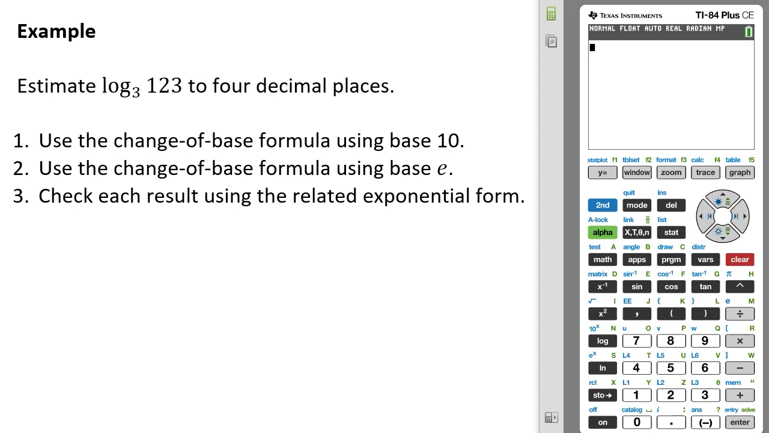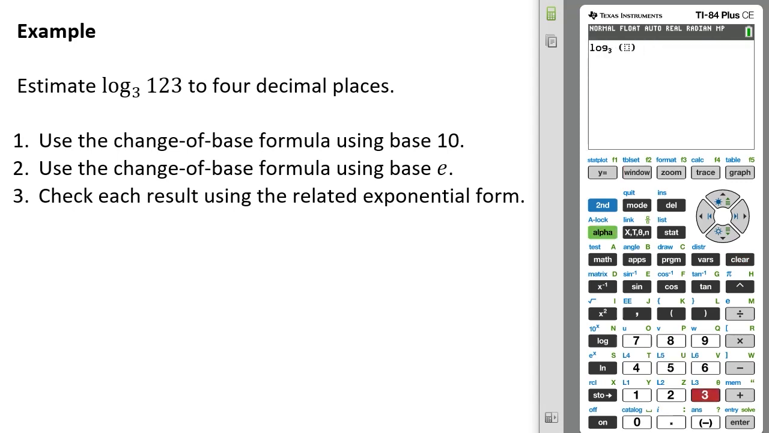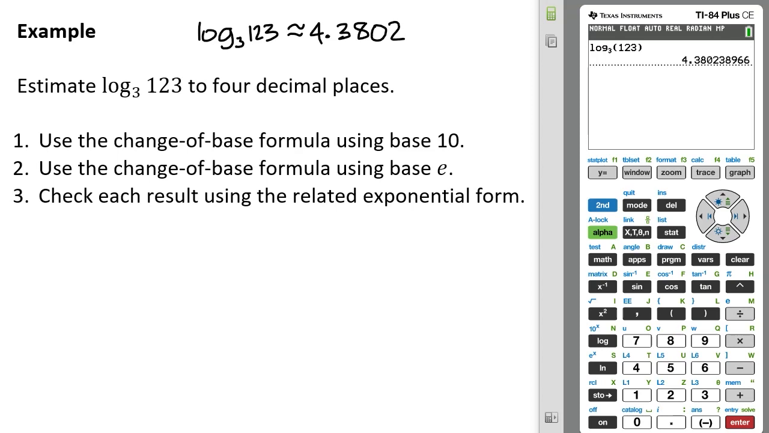Now, on this more advanced calculator, alpha window will allow me to choose number 5, and then I can put in 3 for the base of the logarithm and 123 for the argument of the logarithm. And there we see log base 3 with an argument of 123 is approximately 4.3802 when I round it to 4 decimal places.